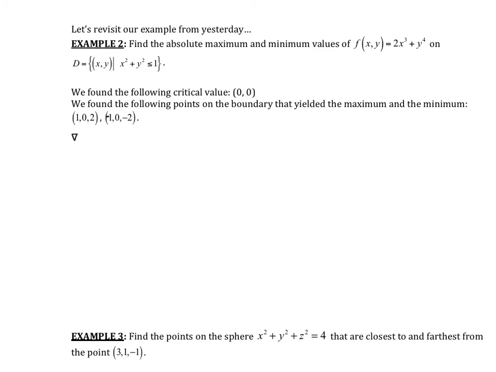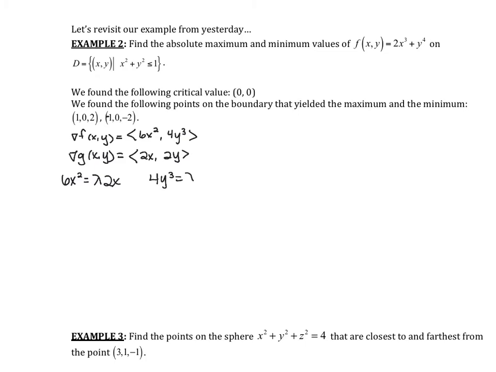So if we found the gradient of f of xy, we would get 6x squared, comma 4y cubed. That would be my vector for f, and my gradient for g would be 2x, comma 2y. And so using the Lagrange method, we would get that 6x squared needs to equal lambda times 2x. And we would get 4y cubed needs to equal lambda times 2y. Okay, and so now I'm going to go through and solve.